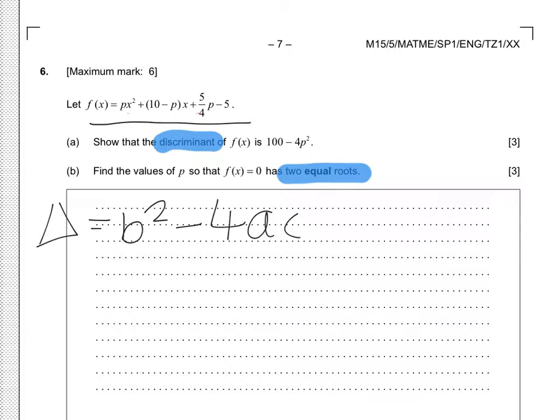A is the coefficient of the x squareds, b is the coefficient of the x's, and c is the constant term. So let's look at a first. A is just the coefficient of x squared, p in this case. B is the coefficient of x, so that's already done for us. 10 minus p is b, and then c is the constant term. This is where you're likely to make a mistake if you're going to make it.